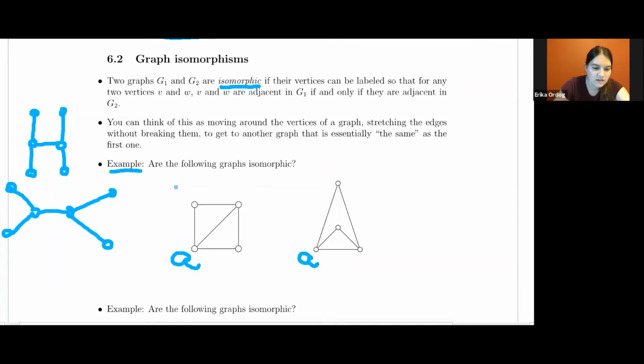Okay, now let's label this vertex B. It's adjacent to A, and it has degree 2. So we need a vertex here that's adjacent to A and degree 2. And we can pick this one.